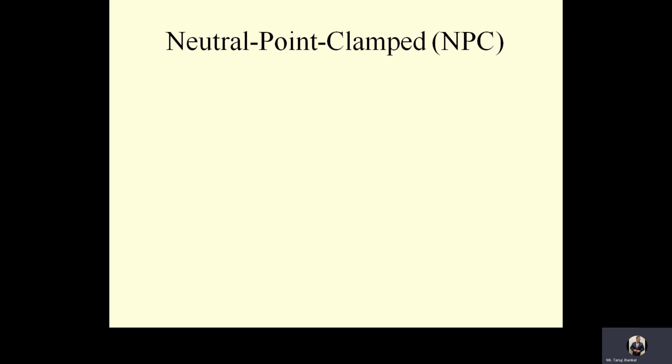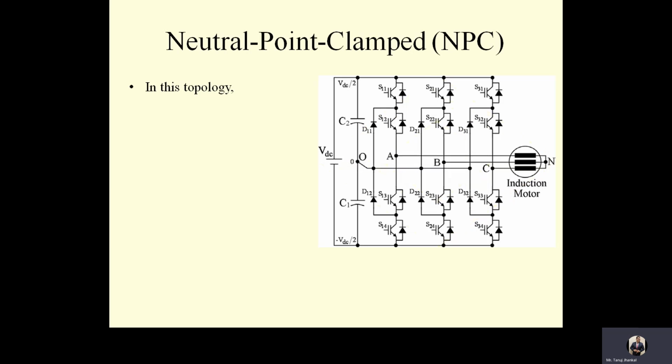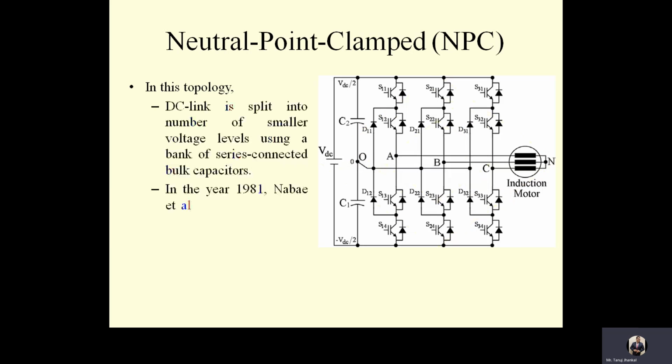The first topology is the neutral point clamped multi-level inverter, also known as the NPC type multi-level inverter. In this class of multi-level inverter, the DC link is split into a number of small voltage levels using a bank of series capacitors, or we can say a number of series connected bulk capacitors. The inverter structure allows the connection of the inverter poles to any one of these voltage levels, thus generating multi-level voltage waveforms at the output.